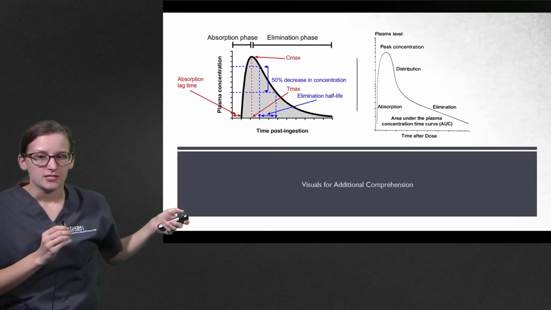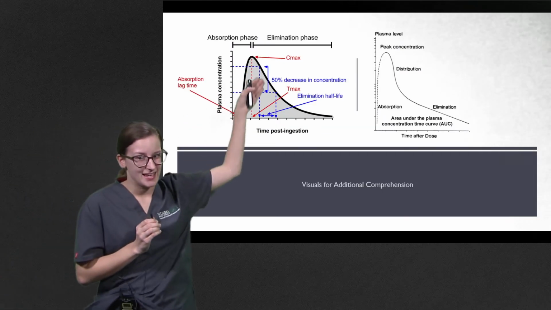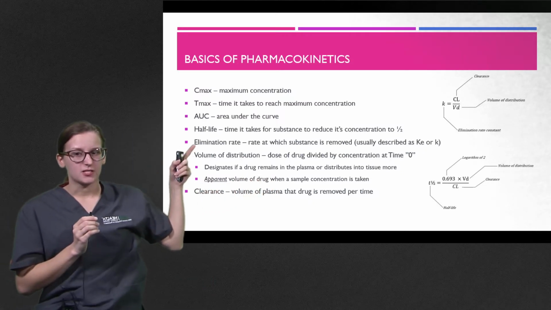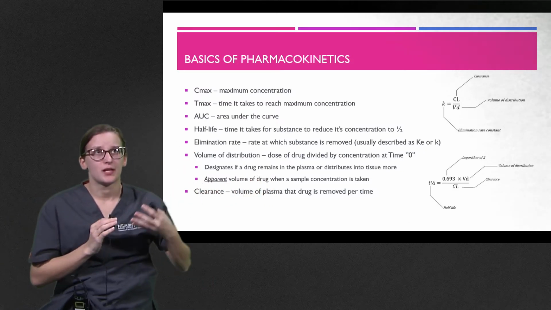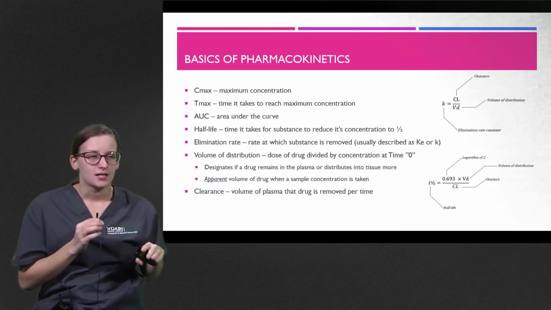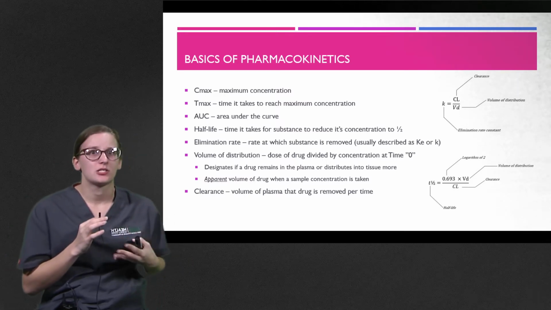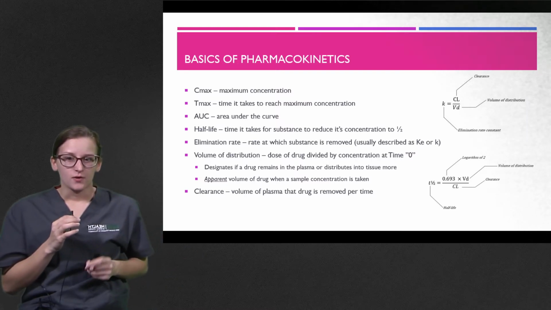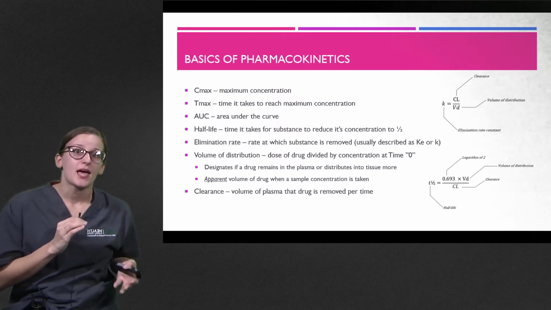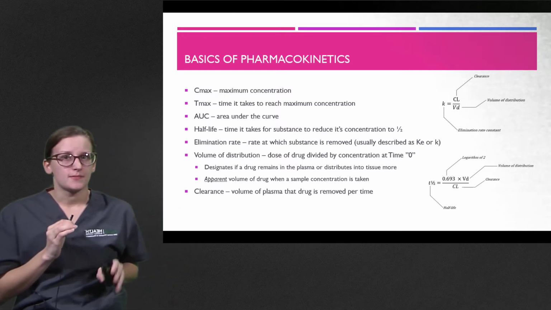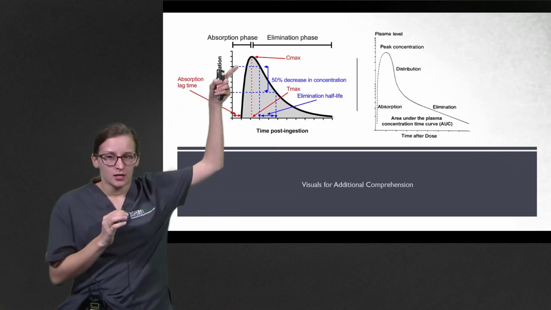Area under the curve is going to be this thing. It's the area under the curve. And half-life is going to be the time it takes for a substance to reduce to half its original volume, or if you get a concentration at a certain point, how long it takes for it to reduce to half that amount that you recorded. Elimination rate, you'll sometimes see it as just K, KE. This one is the rate at which a substance is removed, and you'd calculate it like a slope basically.